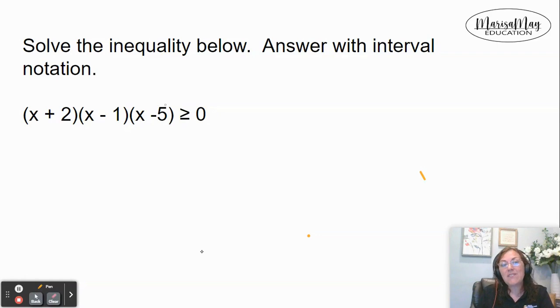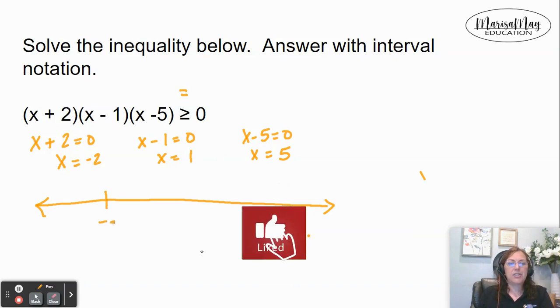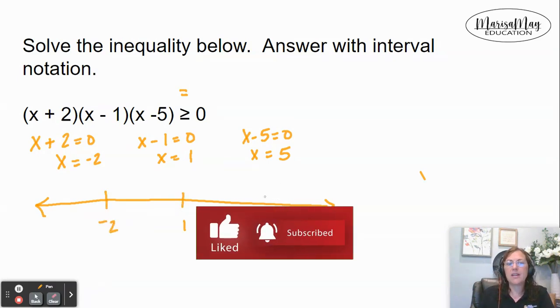I know that if this were an equal sign, then I would just set each of these parentheses equal to 0. So let's do that. I'm going to set each of my parentheses equal to 0. And that's going to give me x equals -2 and x equals 1 and x equals 5. Now, I want to use a number line to help us organize this information. So follow along with me here. I've got -2, I've got 1, and I've got 5.